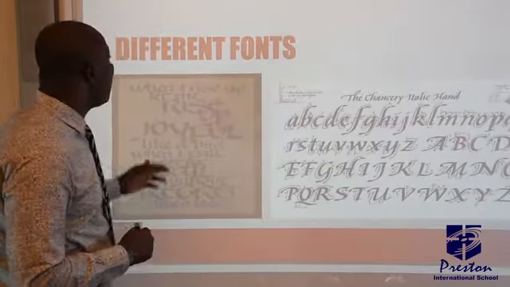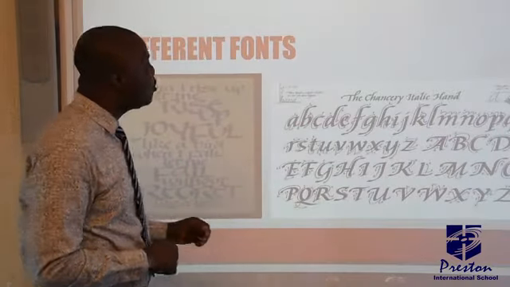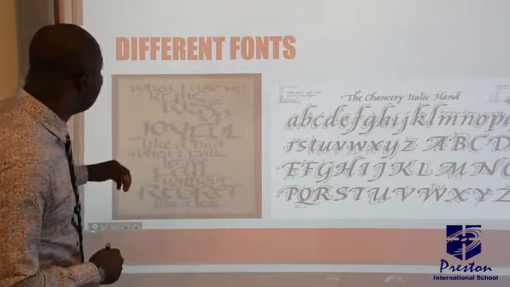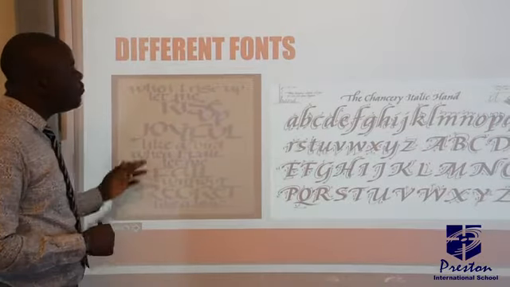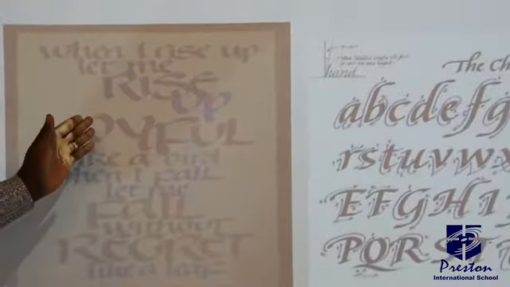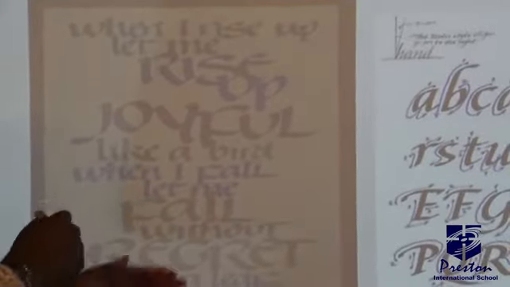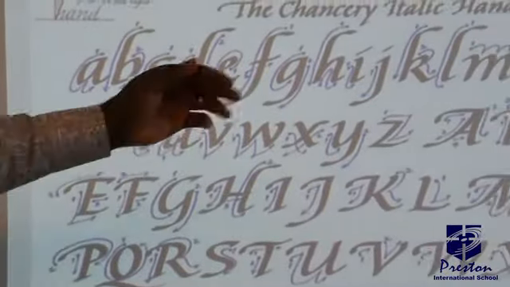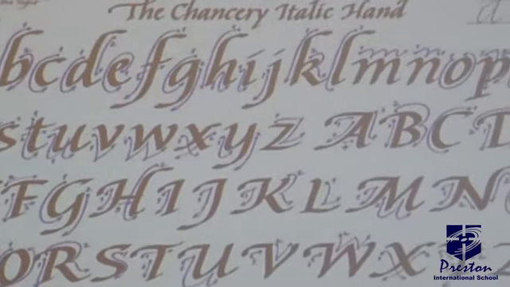Now, we have different fonts. As you can see on the board, we have the scripts. Then we also have, for this one, a different font that is very interesting. So you may decide to have this kind of font. In the course of the class, I will let you know how to get this kind of font. Then we have another one. As you can see, different positions of the calligraphy pen.